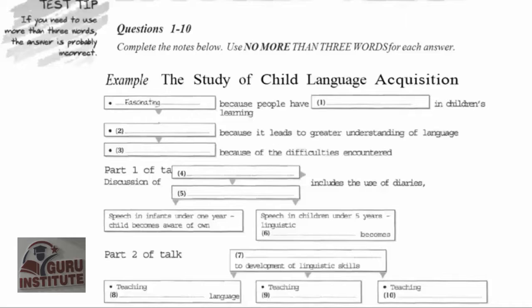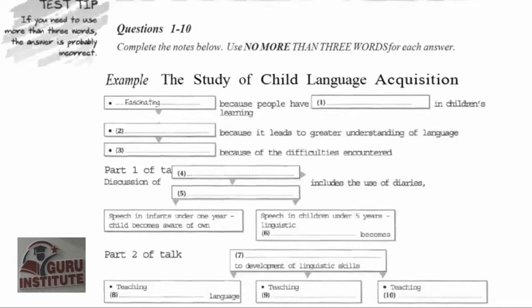Now turn to section 1 of your booklet. In this section, you will hear part of a lecture on child language acquisition. First, look at questions 1 to 10. Now listen and complete the notes in the numbered spaces 1 to 10.